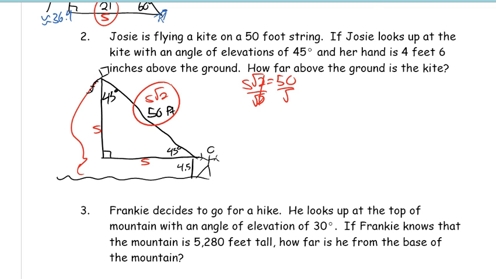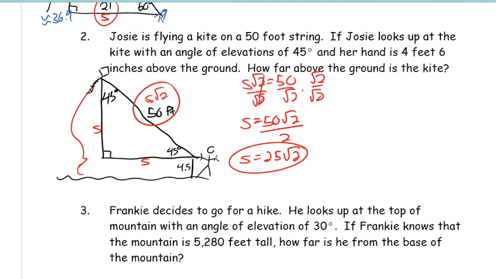Divide and multiply. So S equals 50 radical 2 over 2, or 25 radical 2. Keep S as a radical. Don't do a decimal answer until the very, very end. Okay. So 25 radical 2 is going to be this. So now we can go ahead and put that in a decimal. 25 radical 2 is this distance right here. So let's find out what that comes out to be approximately.